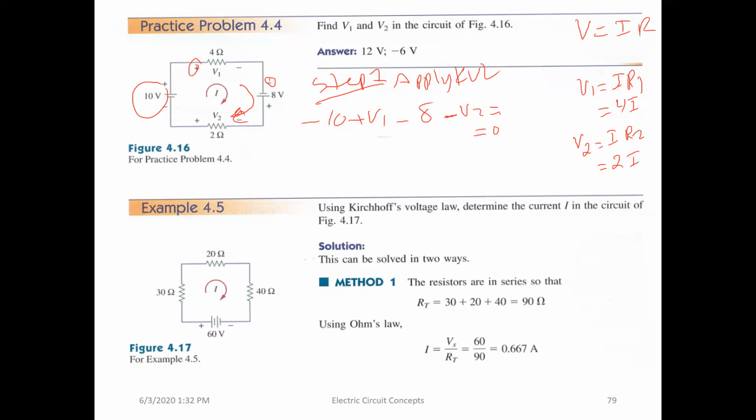And now we can plug this value in here. So minus 10 plus V1 is 4I, and then minus 8 minus V2 is 2I, equal to 0. So now we have to collect the similar terms. So minus 10 minus 8 is minus 18. And then we have plus 2I equal to 0.